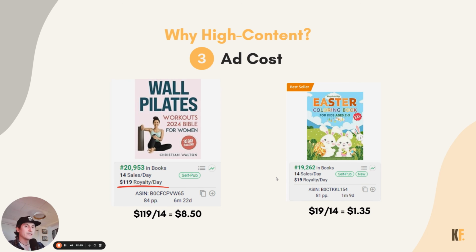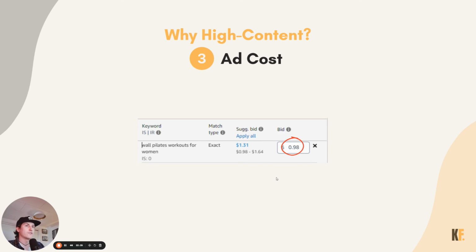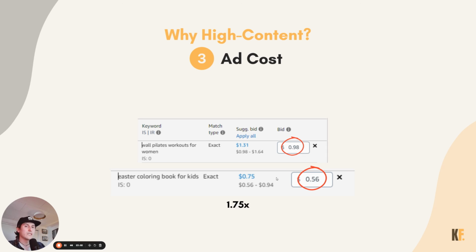And where this matters is I actually went into my ads console and looked up the bid price for these main keywords for these books. So starting with Wall Pilates workouts for women, the lower end of the recommended bid, which is the cost per click, so every time somebody clicks on your book, this is what you spend, was 98 cents. But I also went to Easter coloring book for kids, and that was 56 cents. So you're looking at only a 1.75 times difference in what you're actually spending to advertise this book. Because low content is so much more saturated, you're still going to have these higher bid prices.